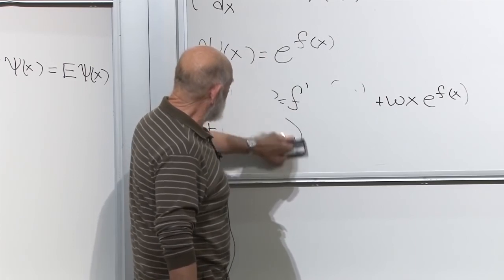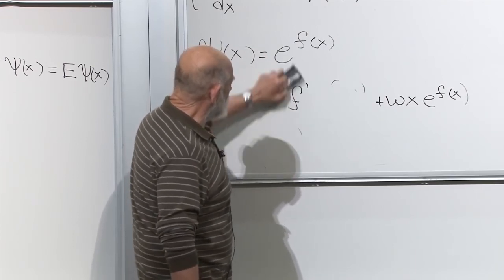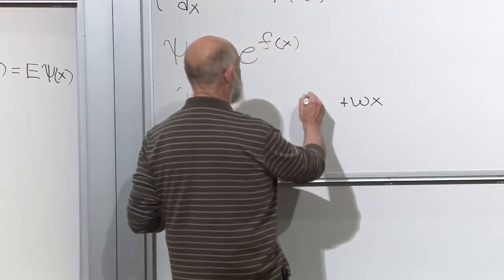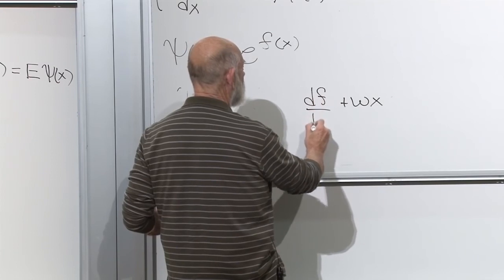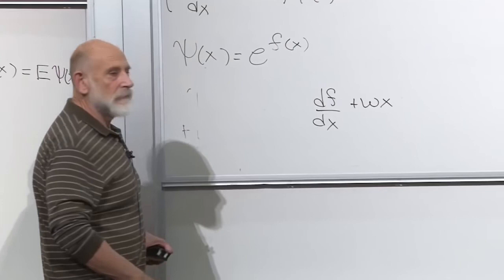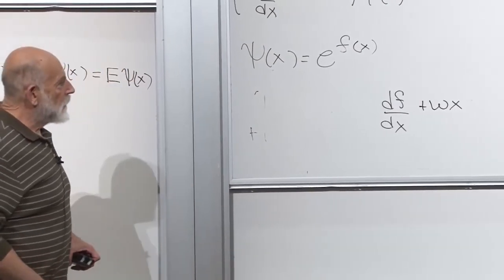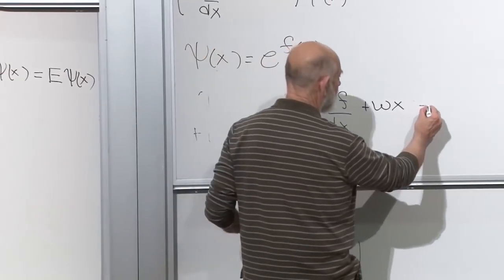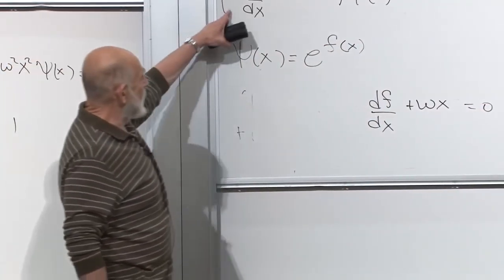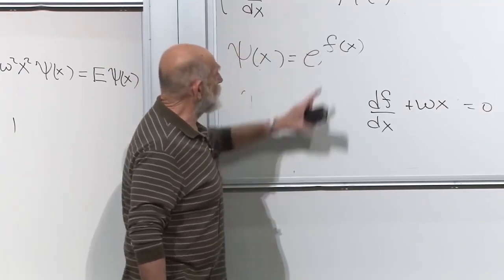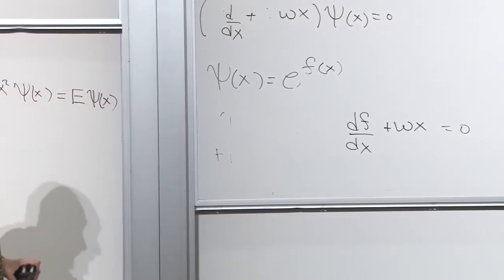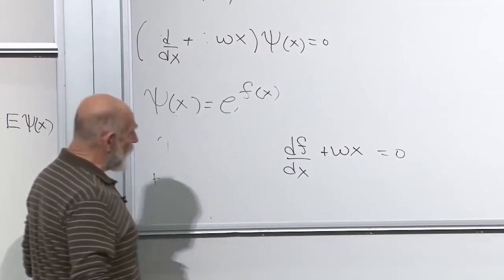Let's get rid of all of this here. And our equation is just df dx plus omega x equals 0. That's it. Df dx came from here, plus omega x. They both multiplied psi, so we got rid of psi. And that's our equation. All right, this is really easy to solve.